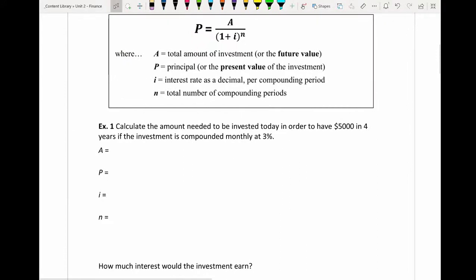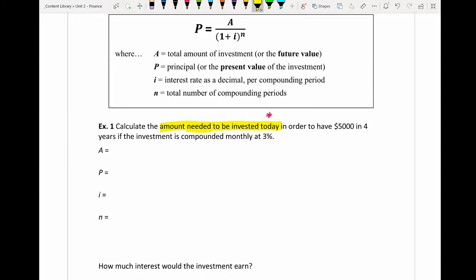In example 1, calculate the amount needed to be invested today in order to have $5,000 in 4 years if the investment is compounded monthly at 3%. Looking at this question, we still have our A, P, I, and N on the side to fill out. Let's go back and highlight some important things. The first thing that's important is the amount needed to be invested today. And the key thing here is the "today" part, because knowing how much we need to invest today means we're looking for the present value.